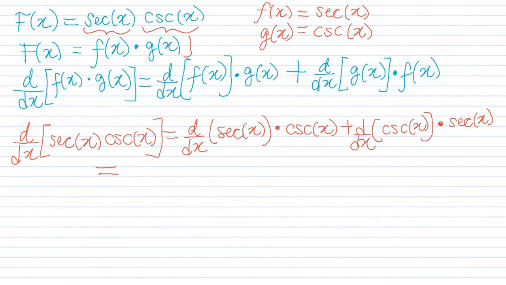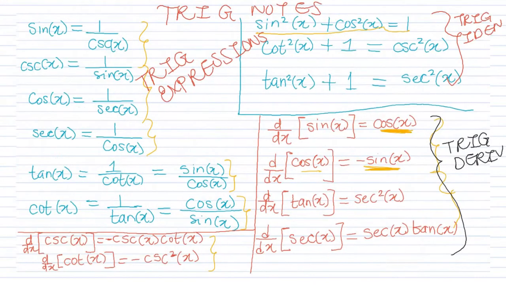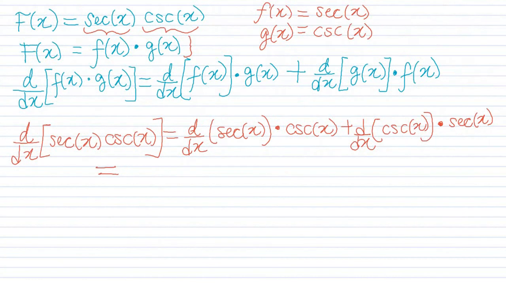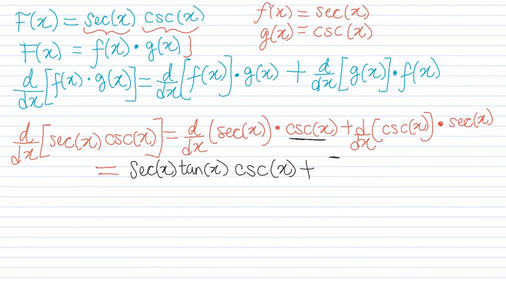So now that you know that, what is the derivative of secant x? Well, here we have the derivative of secant x, and the derivative of secant x is secant x tan x. So we're going to write that down. So here we have secant x tan x. Then you have cosecant x not doing anything, just chilling. So we're just going to bring it down and multiply and say cosecant x. Plus, what is the derivative of cosecant x?